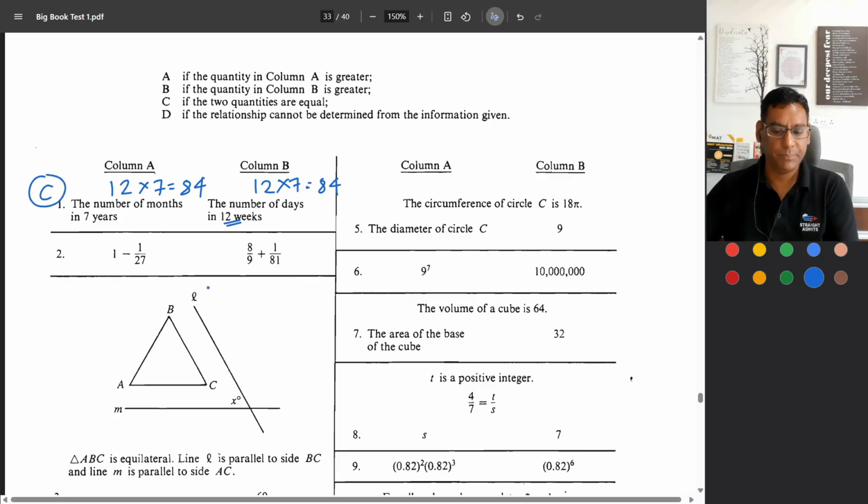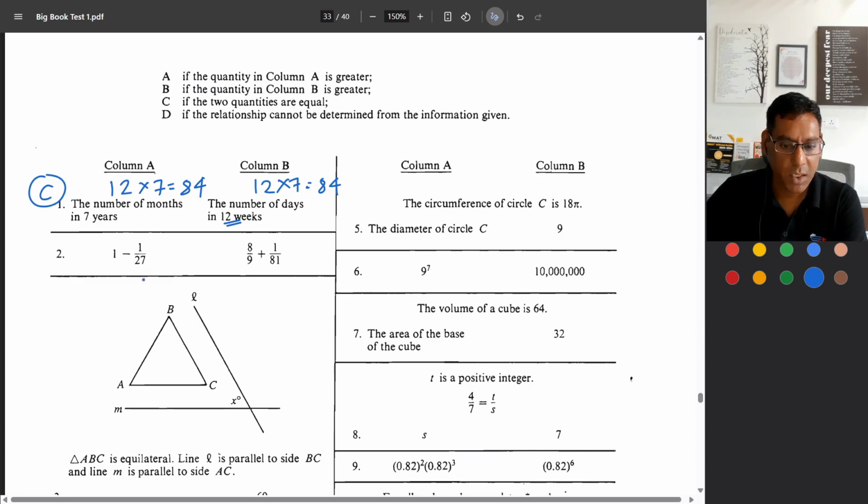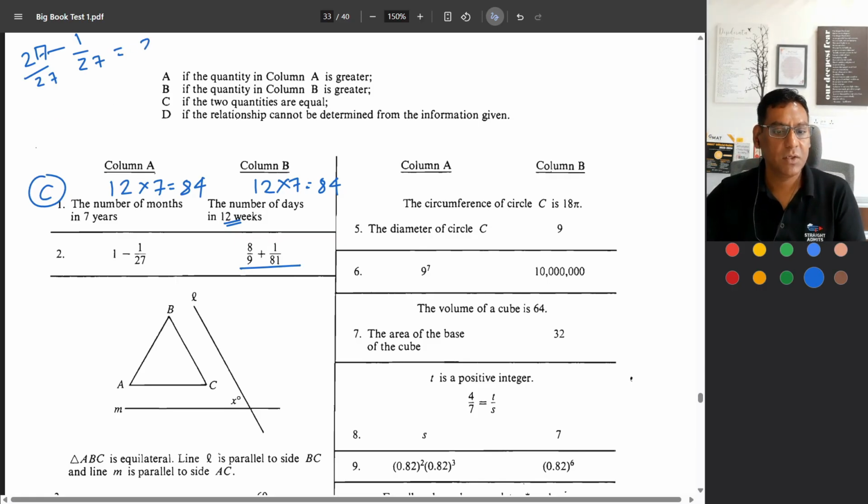Pretty straightforward. Okay, 1 minus 1 by 27. I don't see a 27 here, so I think this is going to take some calculation. Let's first determine what the value of this figure would be. So 1 minus 1 by 27, that's basically 27 by 27 minus 1 by 27. So it's going to be 26 by 27, right? So this is 26 by 27.